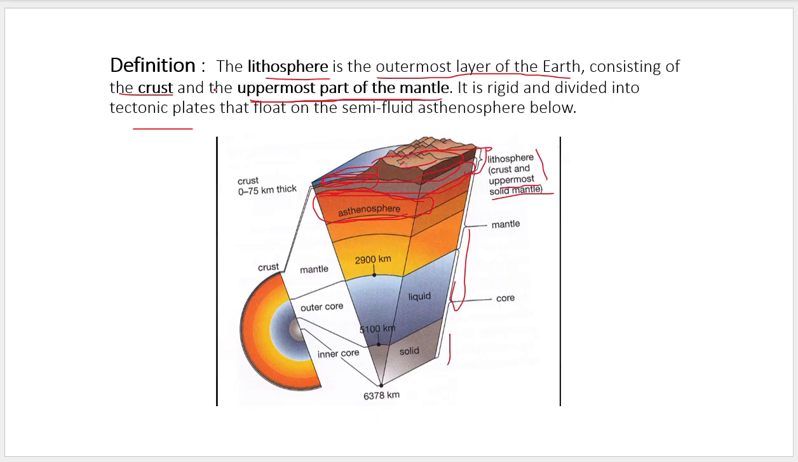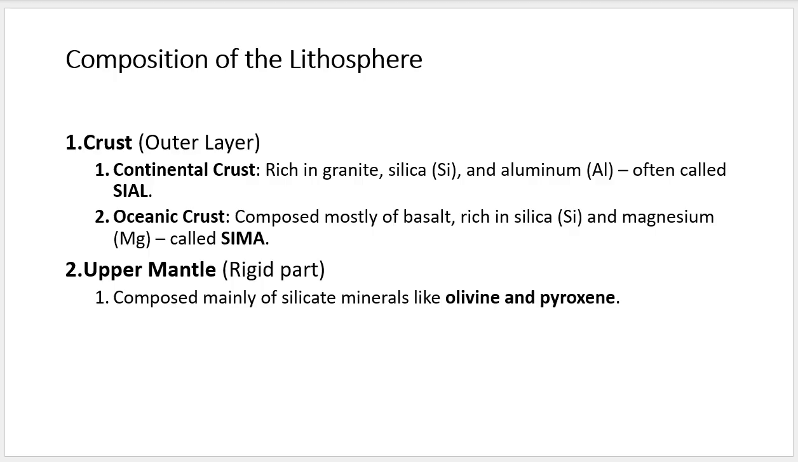So this is the definition of lithosphere. Lithosphere is nothing but the uppermost layer of the earth. It consists of two parts: one is the crust and the other is the uppermost portion of the mantle. They are floating over the semi-fluid asthenosphere. Okay, please remember that.